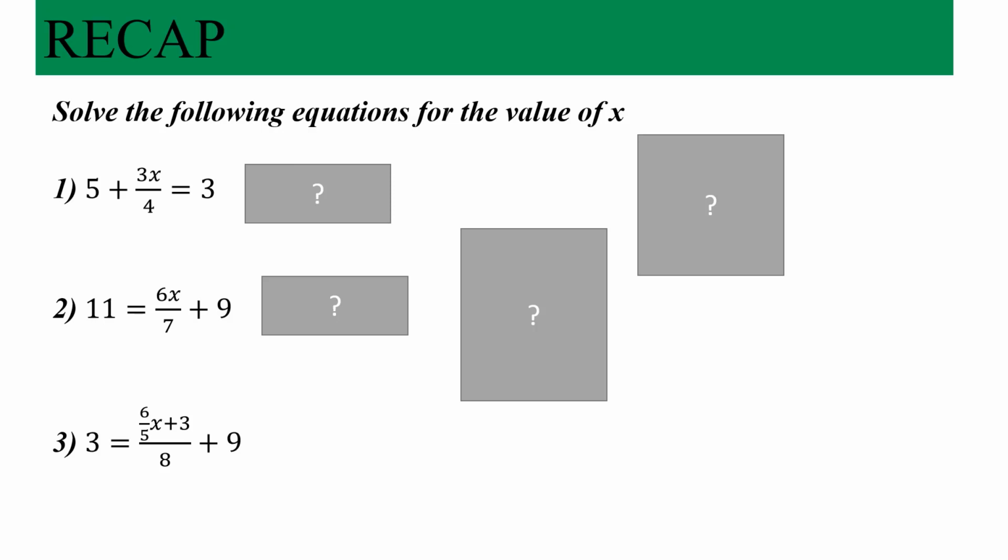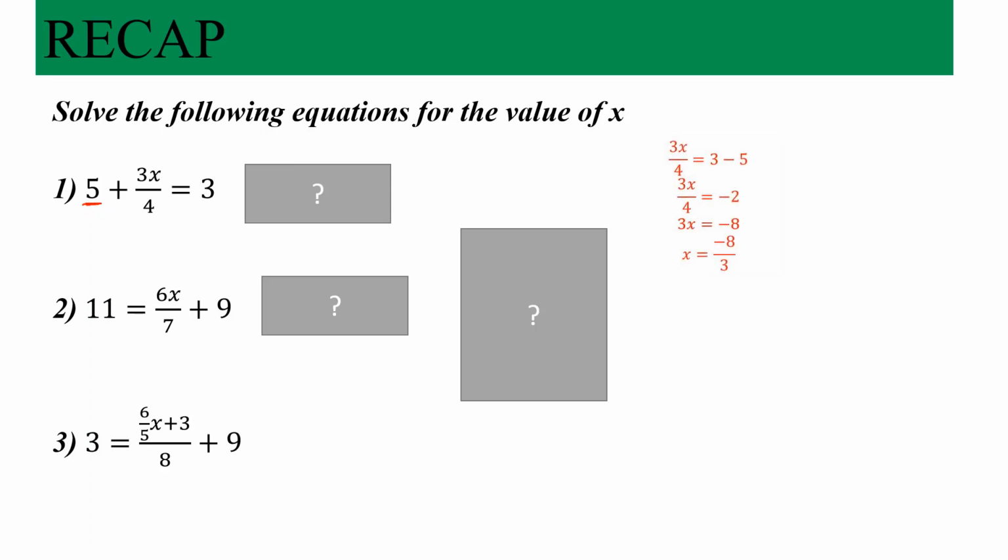Did we have a go at any of these questions? Excellent. Let's go through. So for question number 1, the first thing we need to do is get rid of the 5 right here. Now the sign of this 5 is positive. When we talk about signs, we're referring to negative or positive. Now to get rid of this 5, we need to bring it to the other side where it becomes negative.